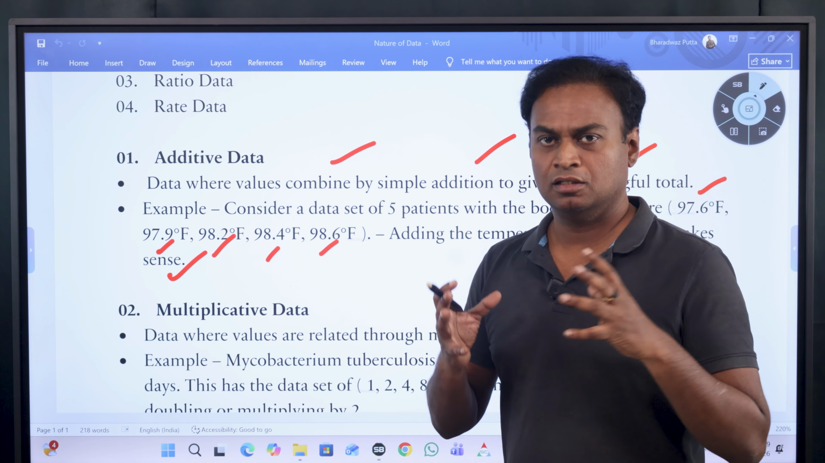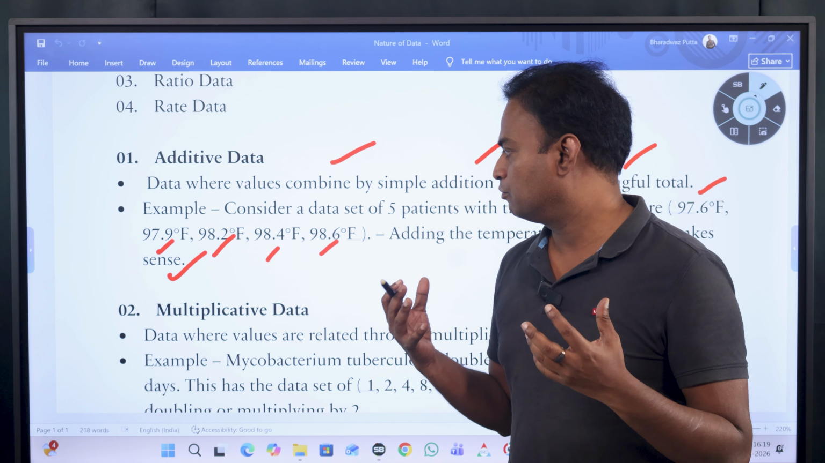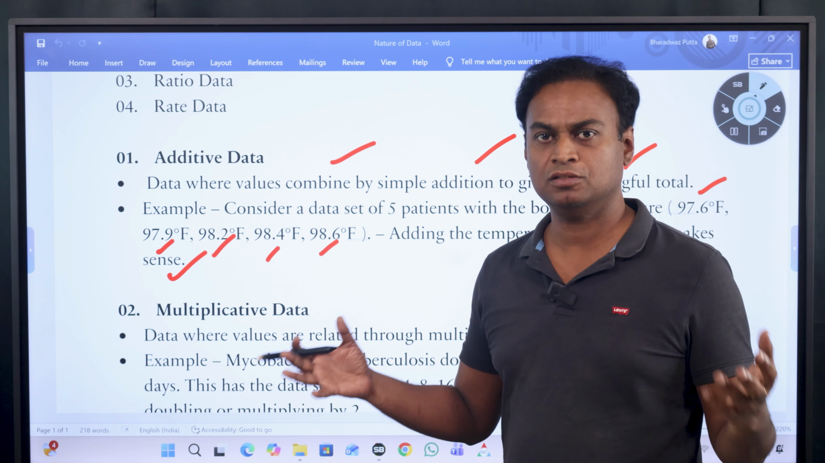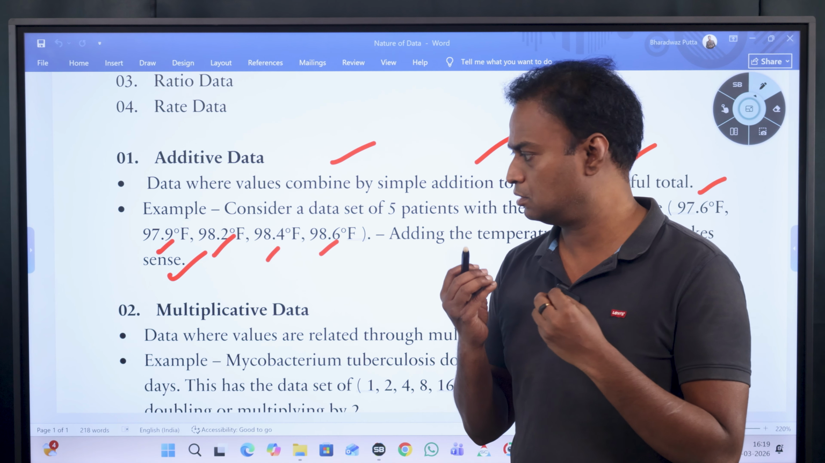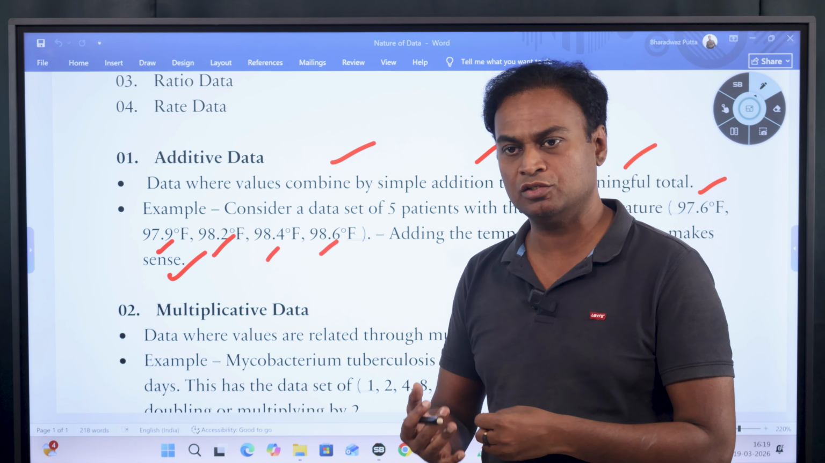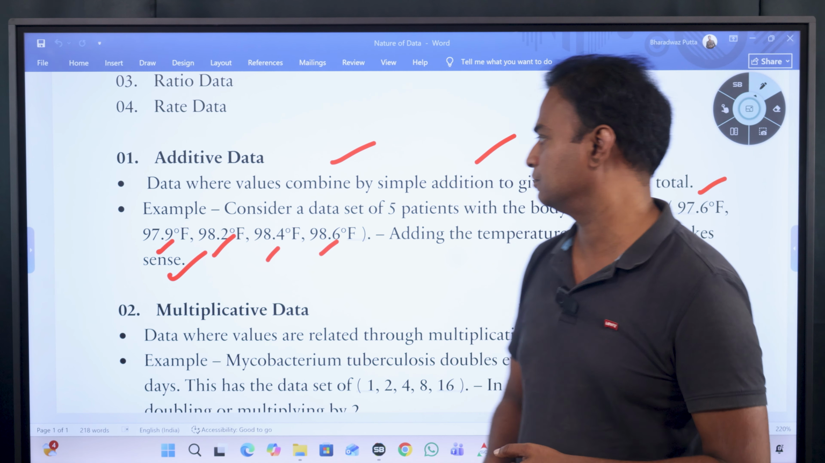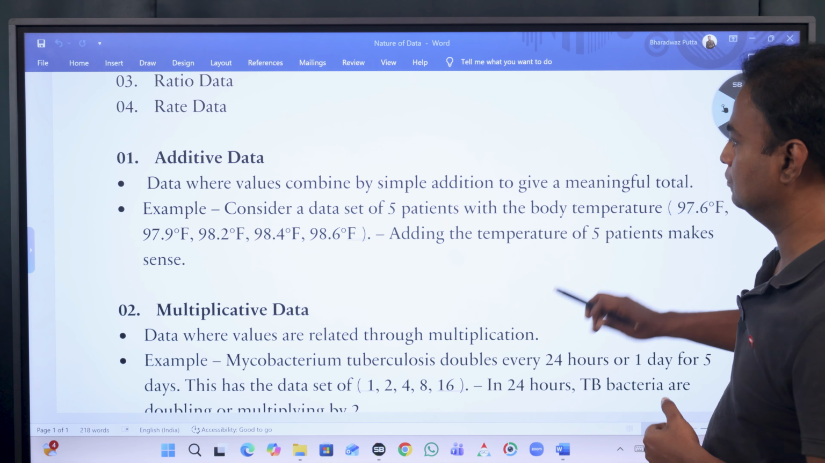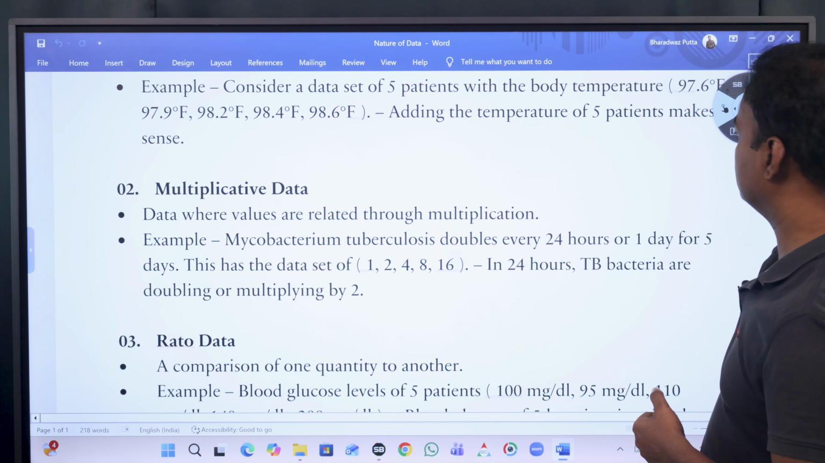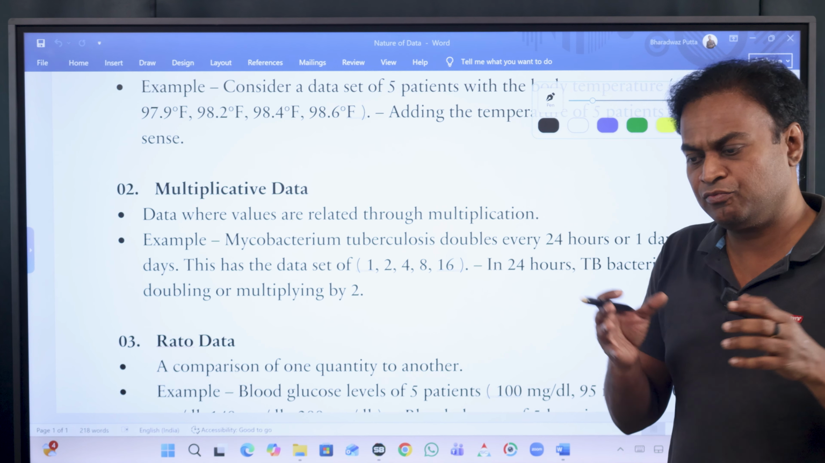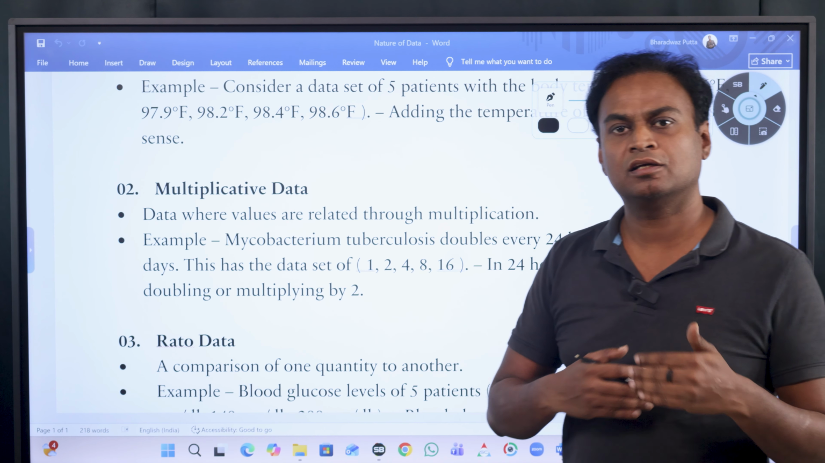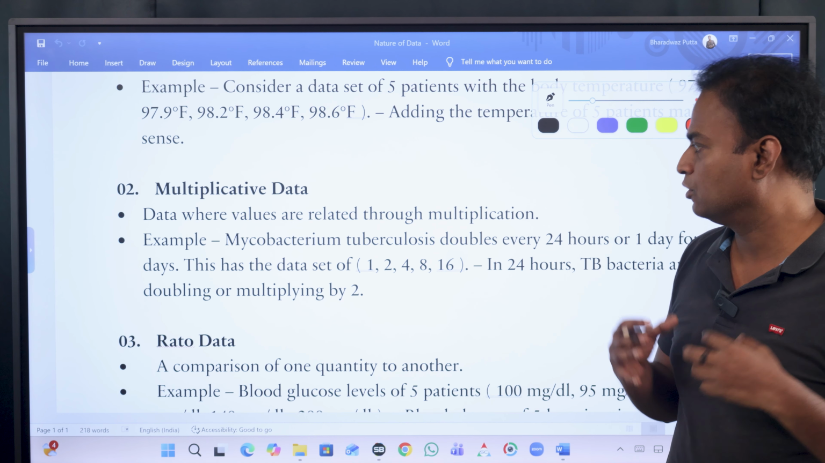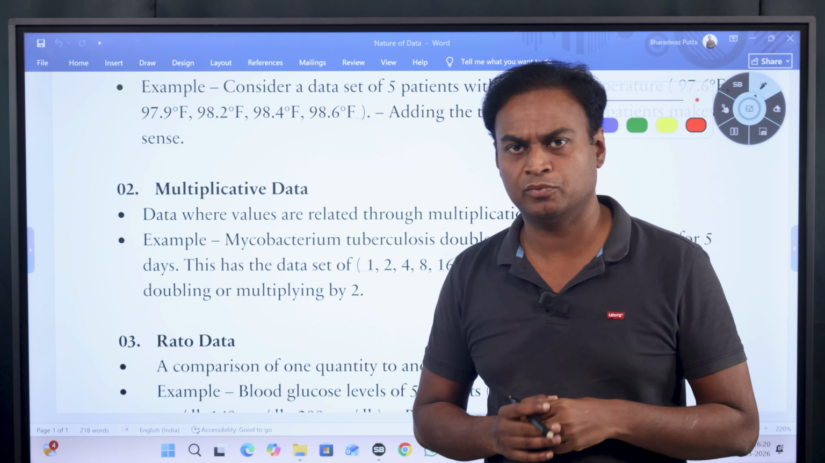What you can say is it is the addition of body temperature of 5 patients, and it makes some sense. You can use it for further calculations. This is the first type of data, additive data. Second one is multiplicative data. When you observe different values of the data, they are related by multiplication. For example, consider the best example.